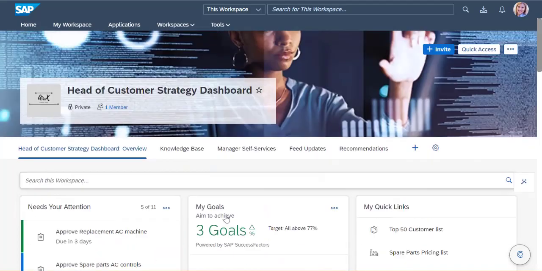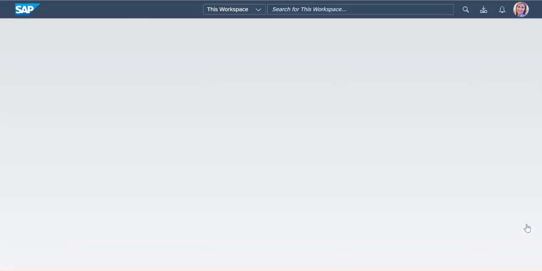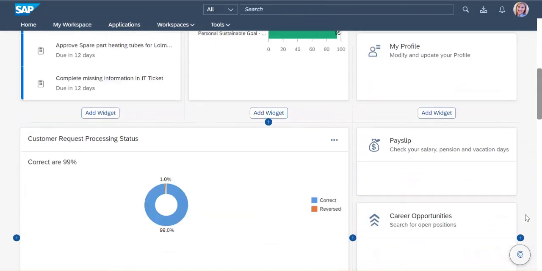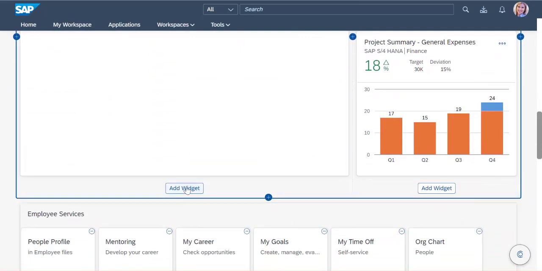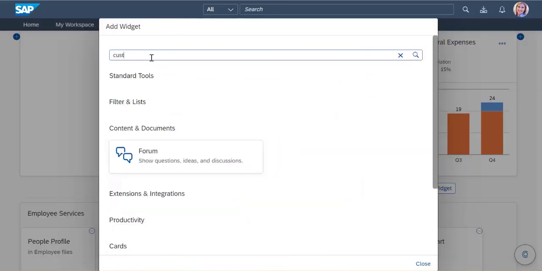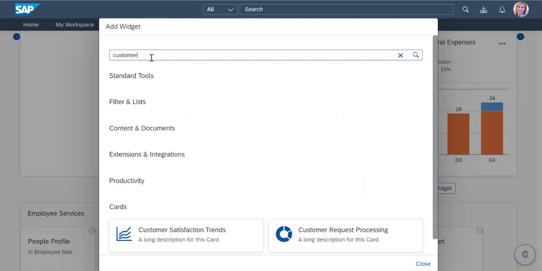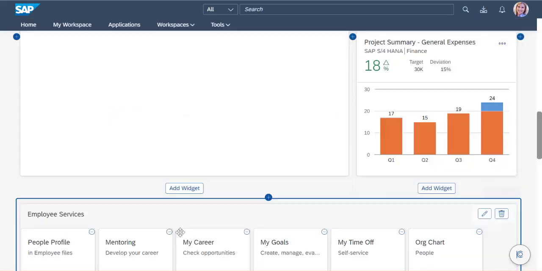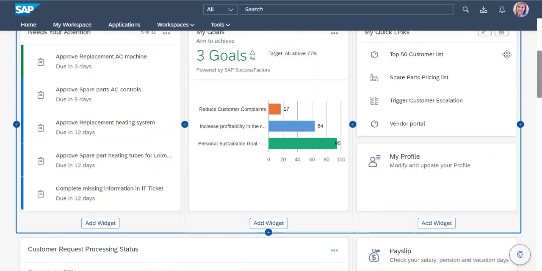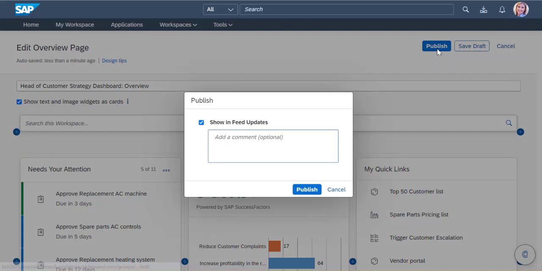So I'm going to the edit mode, to the pencil. Now I want to add this card called customer satisfaction trend. This is the card that I'm looking for. Great. Now I should publish it.